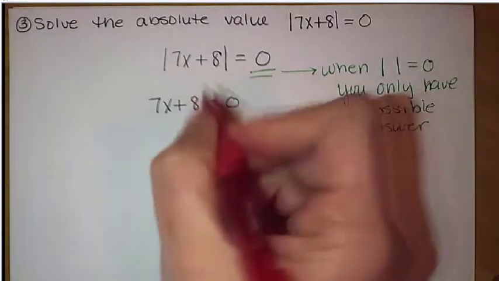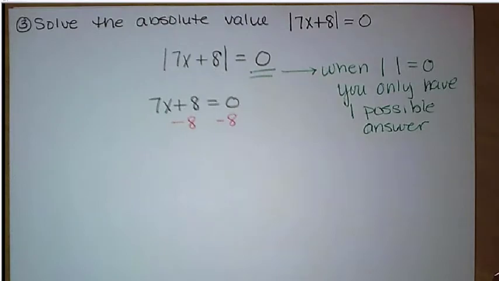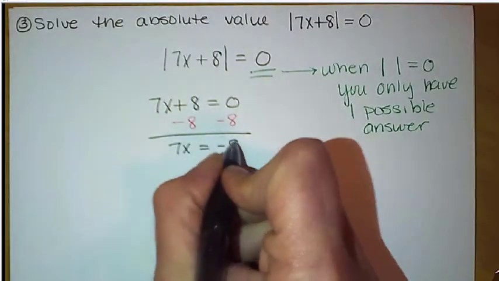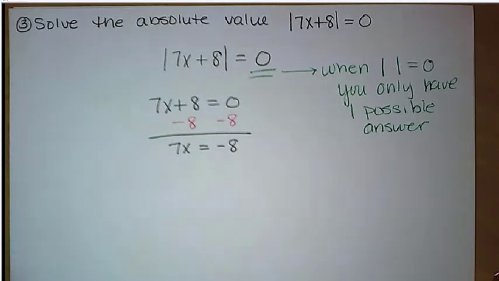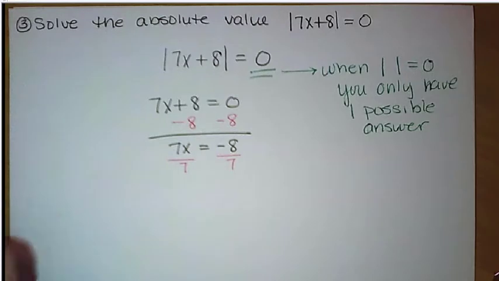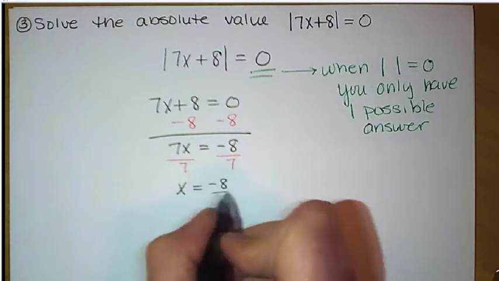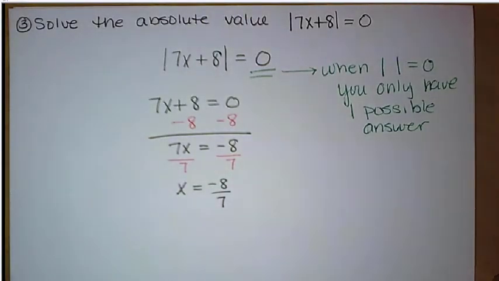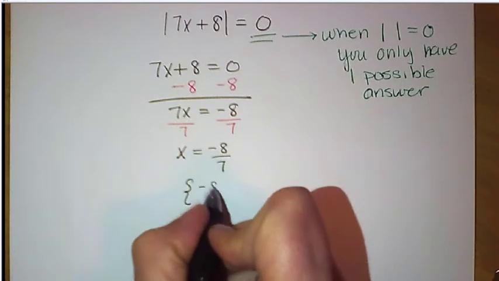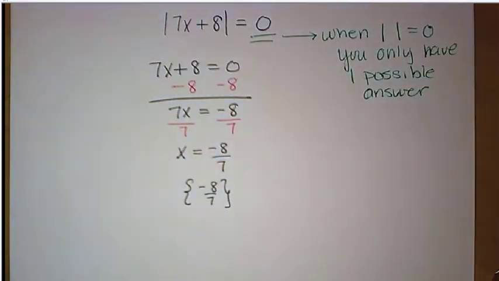We would then subtract 8 from both sides. So 7x is equal to -8. Divide by 7. So x is equal to negative 8 over 7. And if it asked you to put it in solution set, you would simply put negative 8 over 7 in curly braces, and that would be your answer.